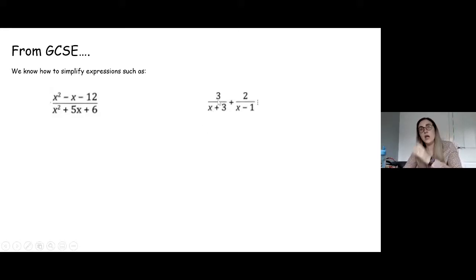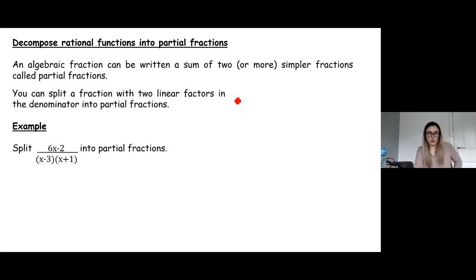So we know when we have two fractions, we can easily put them into one fraction by multiplying the top and bottom by the bottom of the other fraction. Okay. But what happens now if we want to go back into this form? Well, that's what we do, we decompose rational fractions into partial fractions. An algebraic fraction can be written as a sum of two or more simple fractions called partial fractions. You can split a fraction with two linear factors in the denominator into partial fractions.